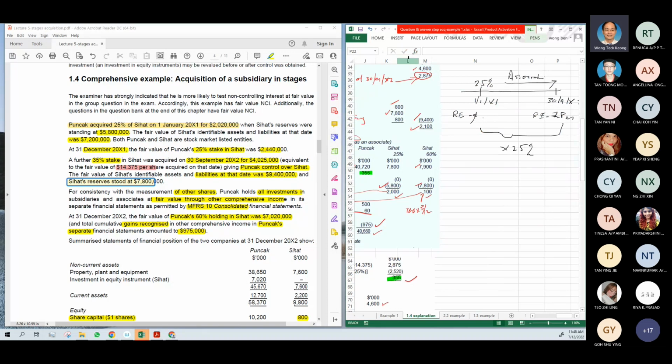So we use the 5.8 here. But 7.8, the difference will be your post-acquisition profit for the 25% you can share when still an associate, from 1st January X1 to the 30th September X2.